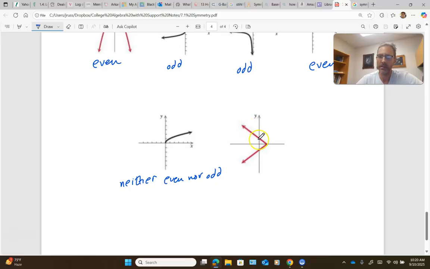And then what about this last one? Well, the last one, guys, is sort of a trick question. It's not even a function. Okay. So we can't even then say whether it's even or odd. It's not even a function. It does, however, the relationship between x and y that this graph represents, it does have x-axis symmetry, just to point that out.